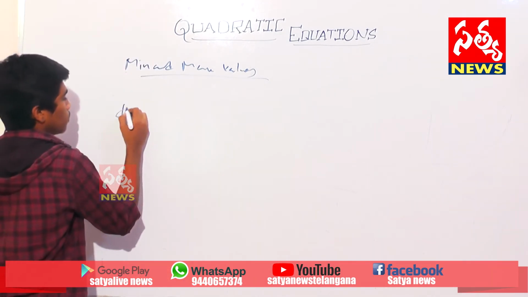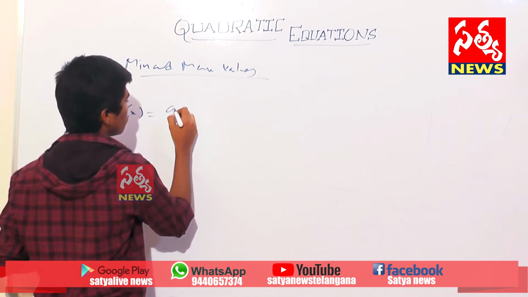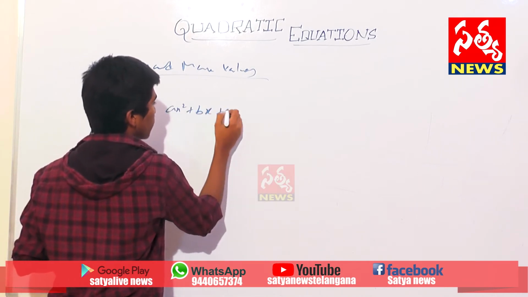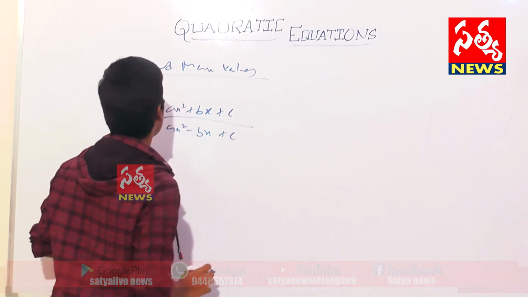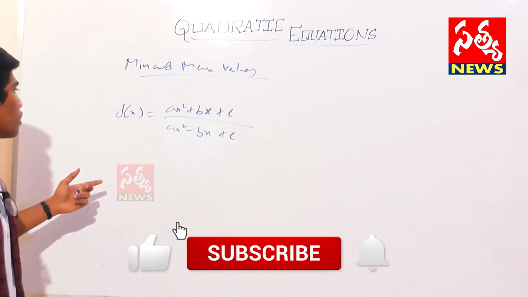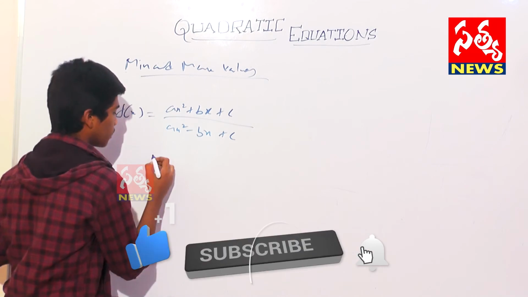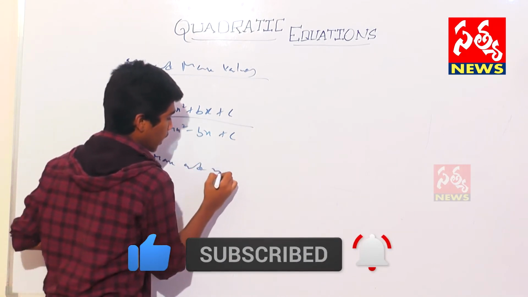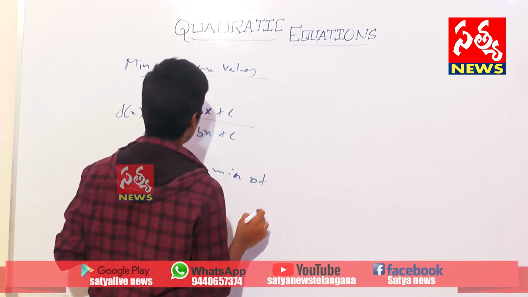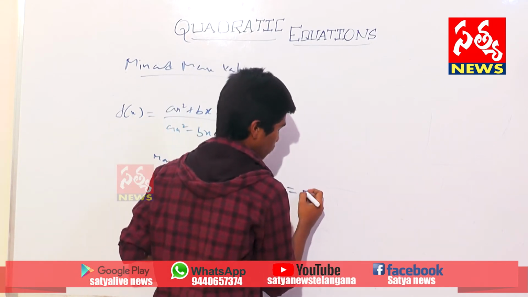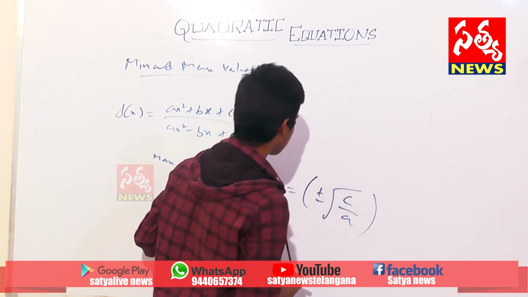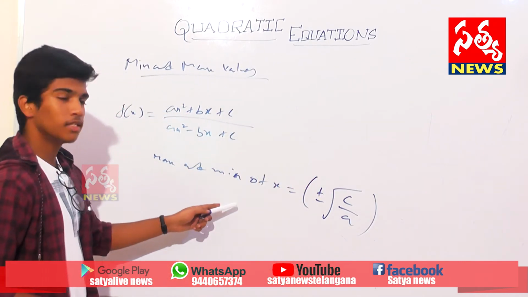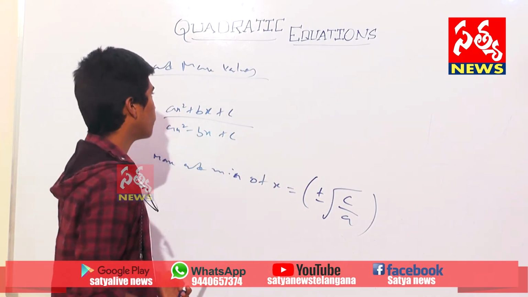And next is for f of x is equal to ax square plus bx plus c by x square minus bx plus c. If this is the condition, there is a simple and direct method. The maximum and minimum value of x is plus or minus under root c by a. See, this is a direct formula you can remember.